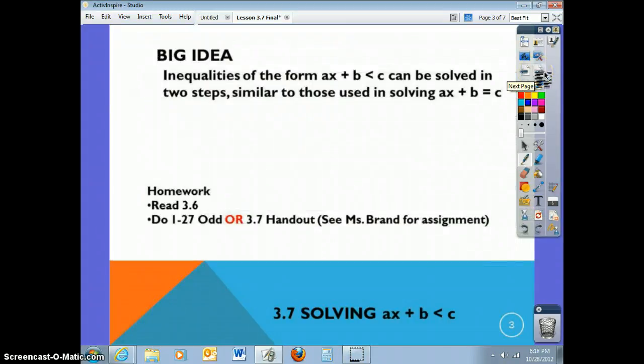Okay, so the big idea is, if you have an inequality in this form, ax plus b is less than c, it can be solved in two steps, similar to those used for ax plus b equals c.